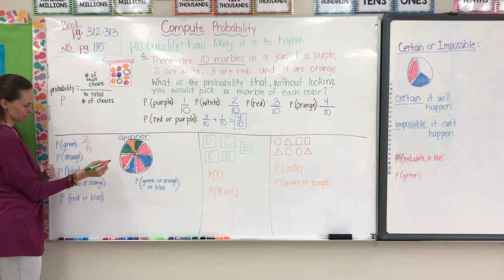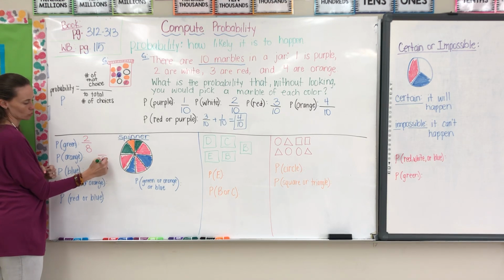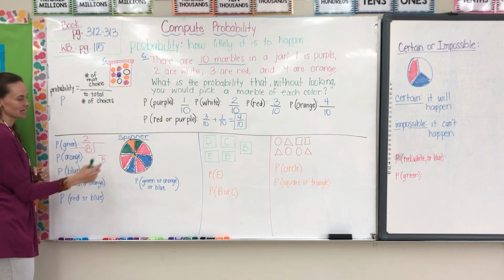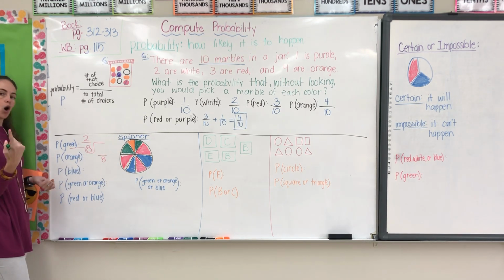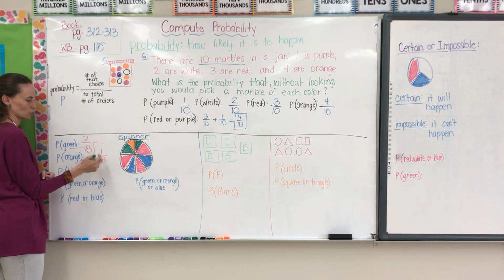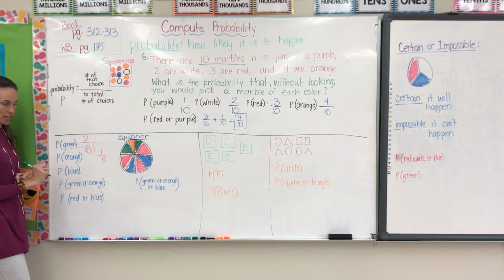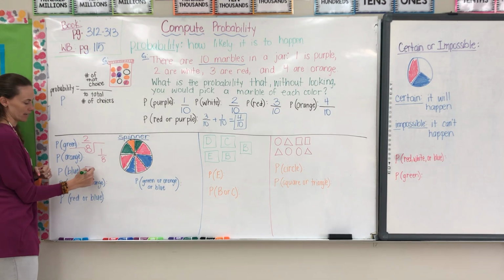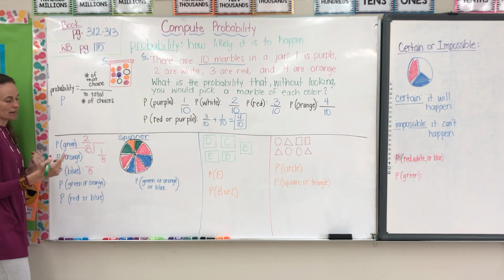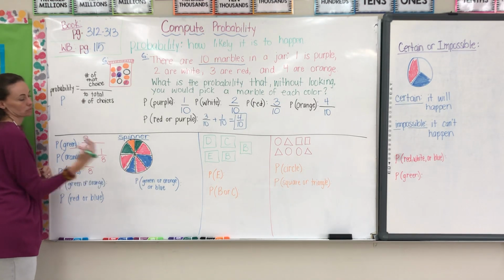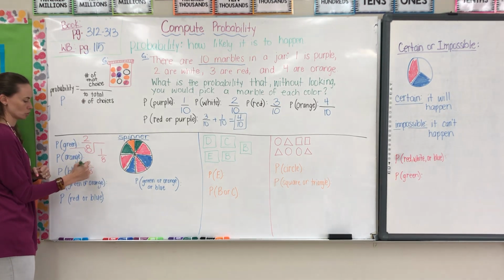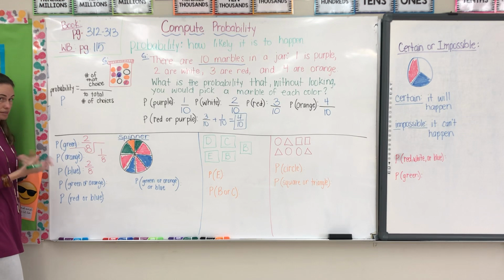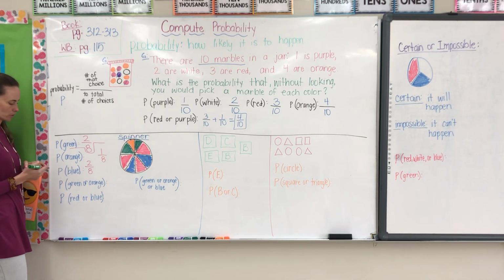Let's do orange. Again, we have 8 total, right? How many are orange? Only 1. So we only have a 1 out of the 8 chance of picking an orange. Okay, for blue, again, we have 8 total choices. And how many are blue? 2. So 2 out of 8 is the probability of getting a blue.